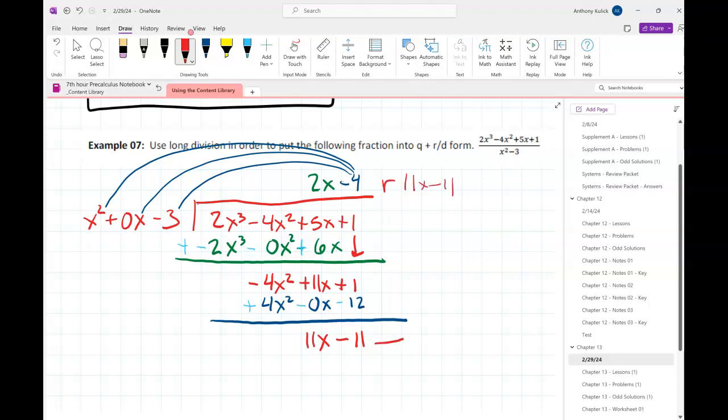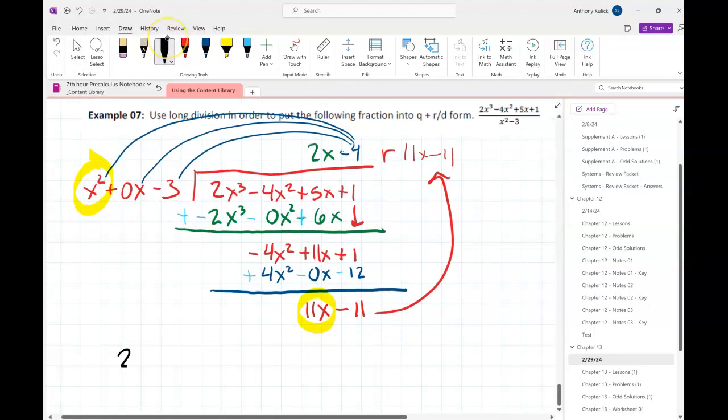So that is my remainder. And I know that it's my remainder because the degree of my divisor is now bigger than the degree of what I have. Everybody see that? That's how I know I'm done.